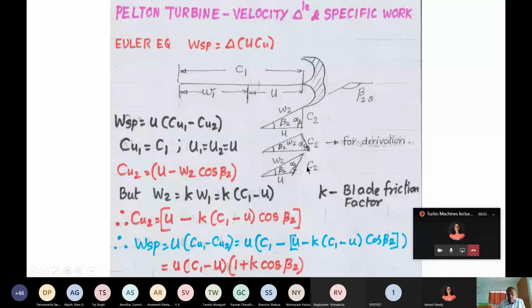Now we'll see. So the basic equation is W specific equals U into Cu1 minus Cu2. The inlet Cu1 is more. If it is a pump or a compressor, it will be something like Cu2 minus Cu1. And here you have only U, it is not U1, U2, for the Pelton turbine. Simplification of the Cu value.